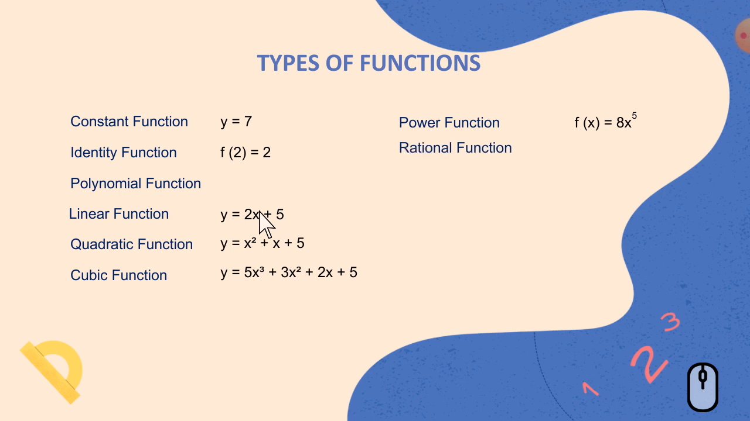Next is the rational function. Pag sinabi nating rational function, the numerator and then the denominator are both polynomials. So dapat polynomials yung ating numerator and denominator. Dapat walang square root na symbol or negative na exponent sa bawat variables.